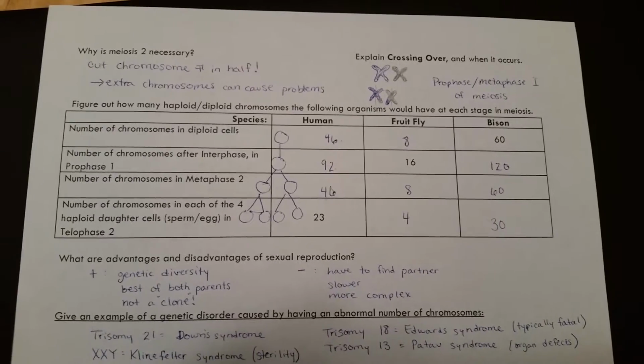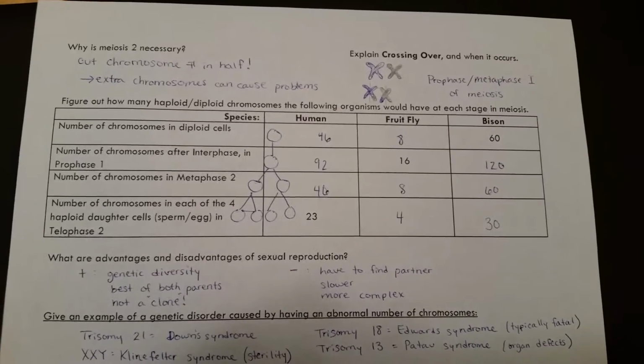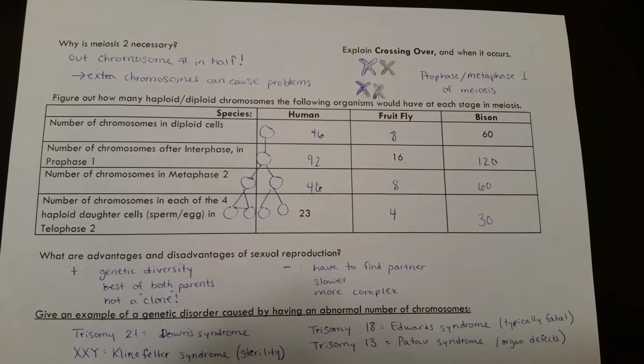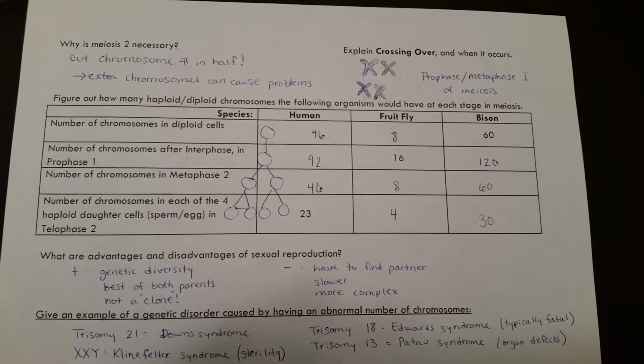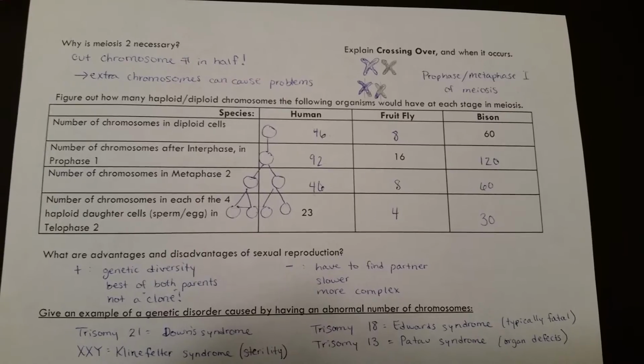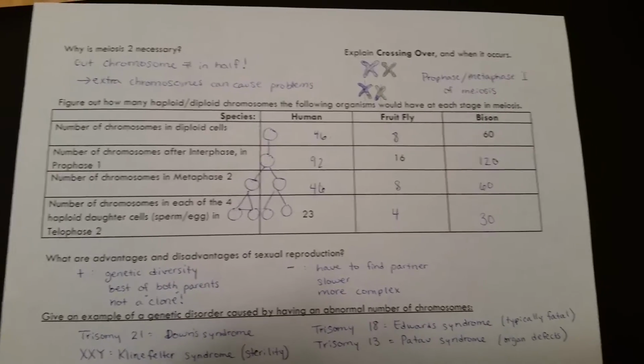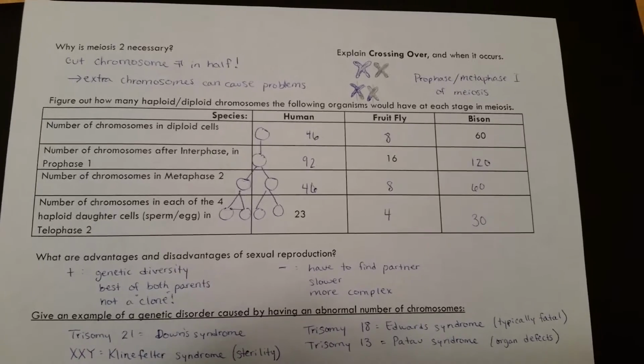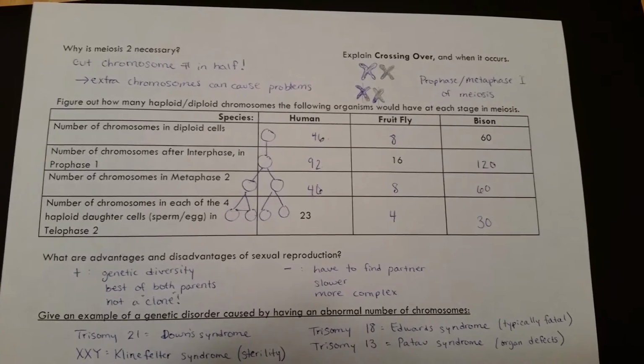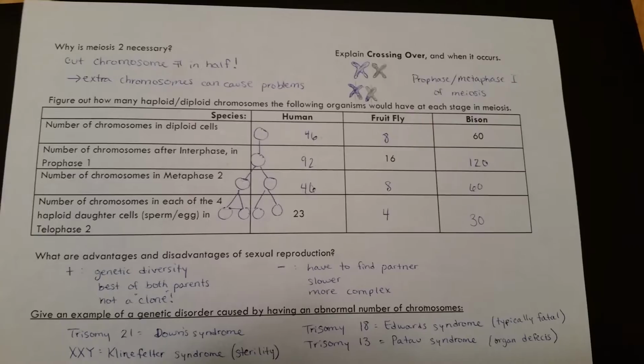Okay, so when we're talking about how chromosome numbers change, you start with your normal diploid number, you double it in interphase, cut it in half in meiosis 1, and then cut it half again in meiosis 2. So the pattern is N, 2N, N, half N.